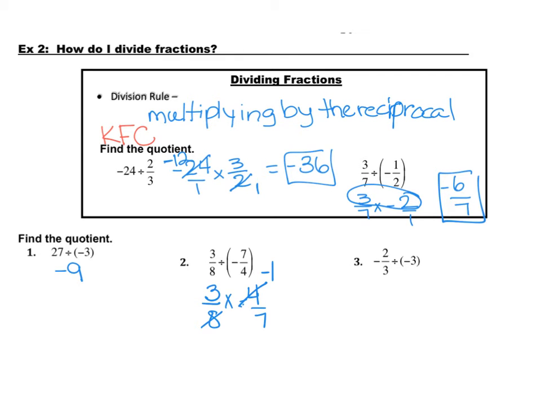times, and 4 goes into 8 2 times. And you don't have to do any simplifying here, or cross-canceling if you don't want to. We have -3 all over 14. It just makes it easier at the end.